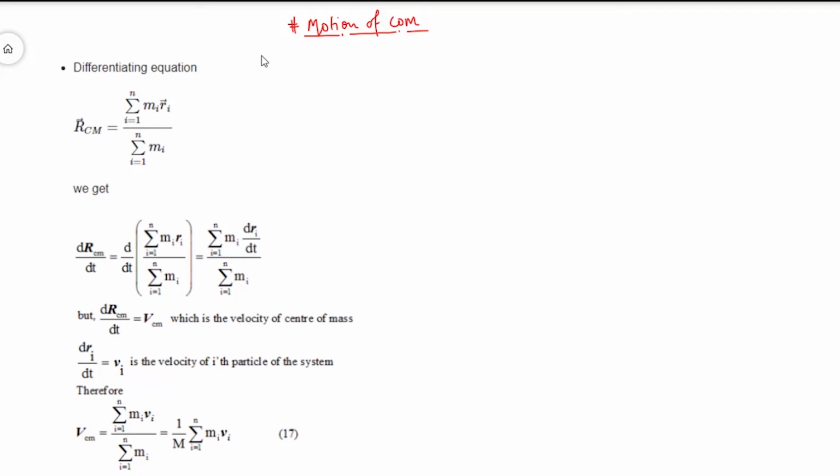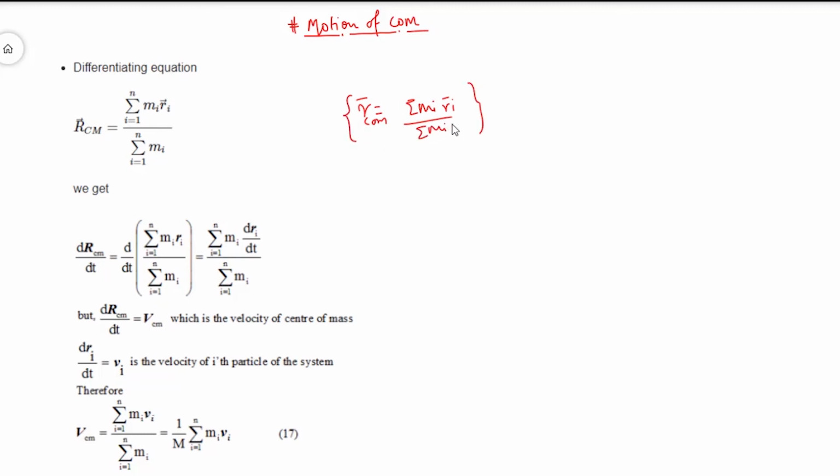In this video we'll discuss the motion of the center of mass and some related concepts. Okay, and alongside we'll do some problems. So in the last video I gave you the formula: R COM is the summation of mi ri, over the summation of mi.